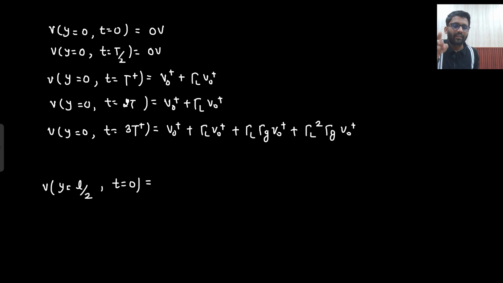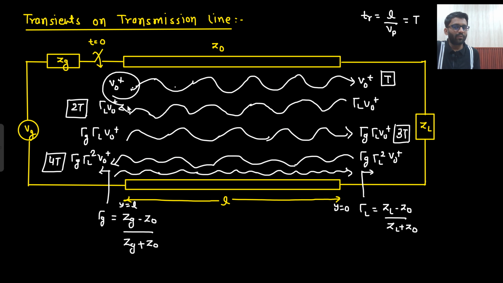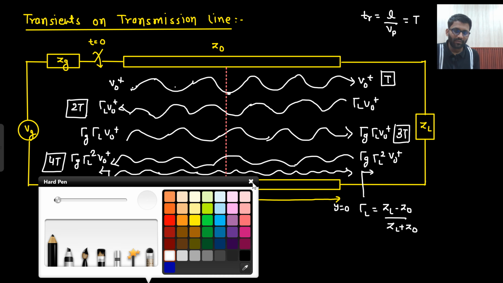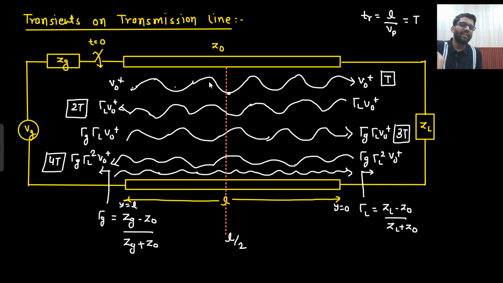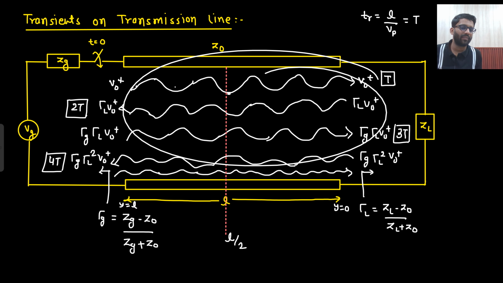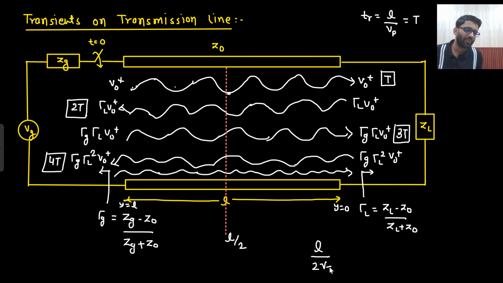Now at time t equals 0, what will be the voltage at L by 2? At time t equals 0, only the voltage was here. This voltage will reach the midpoint, which is L by 2. After how much time will it reach here? Can you tell me? It will reach here at T by 2 time, because it has to cover the middle of the transmission line. To cover the complete transmission line it takes time T, so to cover the distance L by 2 it will take T by 2.